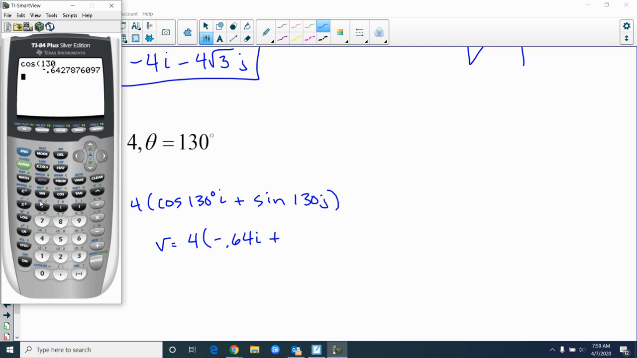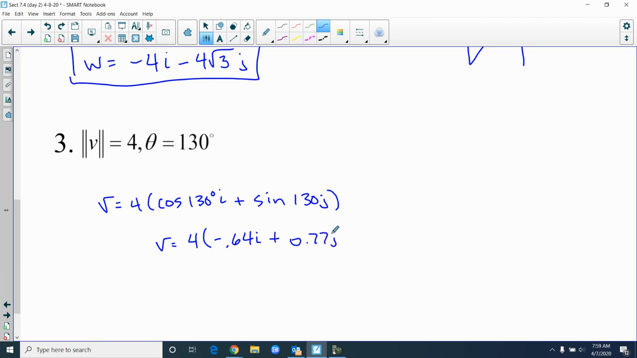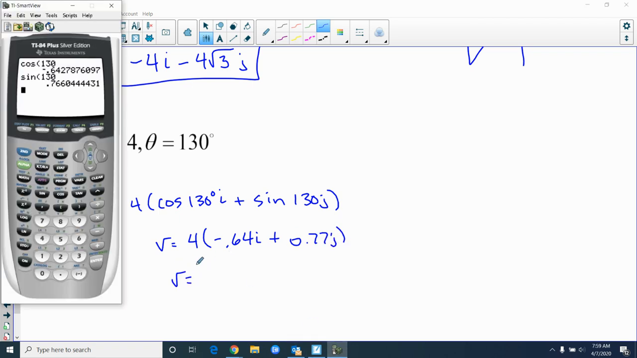sine of 130, 0.77j. Now you need to multiply both of those by 4 to finish this off. So 4 times negative 0.64 and then 4 times 0.77.